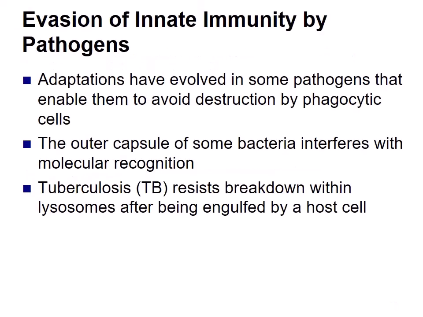So we talked about how our innate immune system can detect and destroy or prevent pathogens from spreading, but pathogens have also evolved to evade the innate immune system. Some pathogens can avoid destruction by phagocytic cells. Some pathogens have capsules that interfere with molecular recognition, and some pathogens even resist breakdown within lysosomes after they've been engulfed by a host cell. So there's a number of ways that pathogens get past innate immunity.